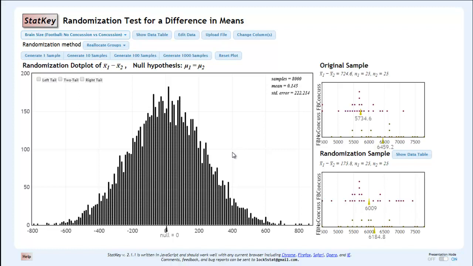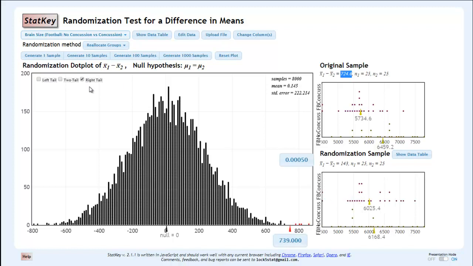Once I've got several thousand samples in here, I look to see where the value of my sample statistic would be. So my sample statistic was 724.6. That's going to fall somewhere around this region here on my plot. This is over on the right-hand side of my plot.